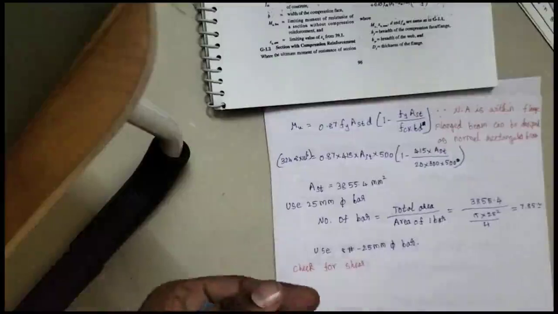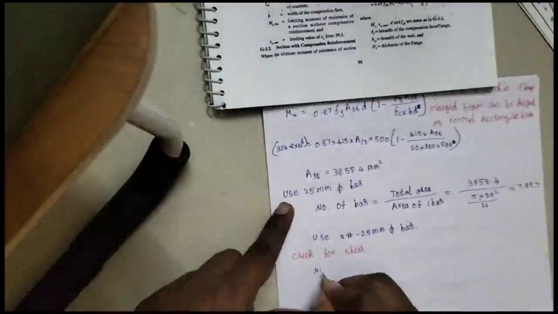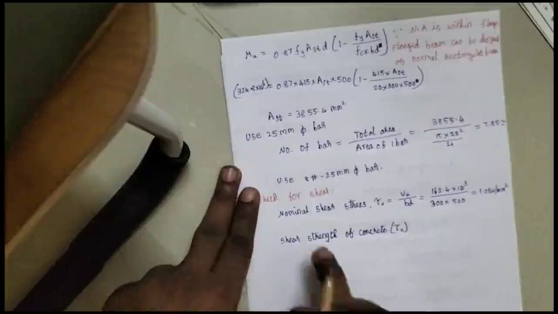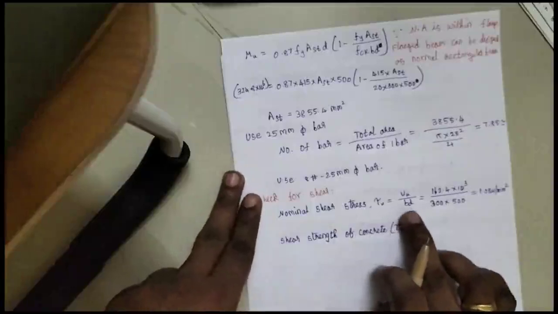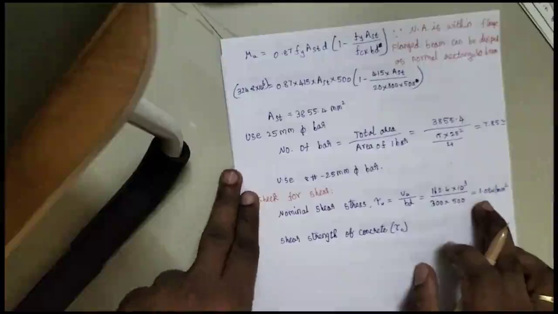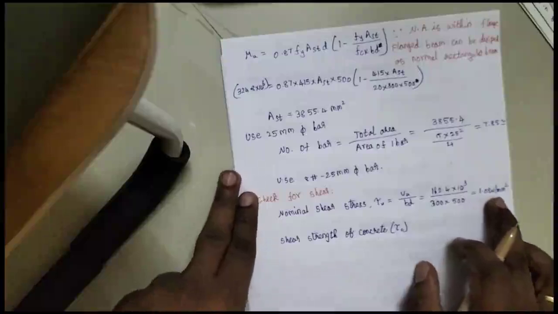So we know that we need to calculate the nominal shear stress. As you all know, I am going to simply solve it and show it to you. Nominal shear stress, we know that tau v equals Vu divided by bd. We know the value of Vu and bd, so I have calculated the value. I am getting it as 1.08 Newton per mm square.